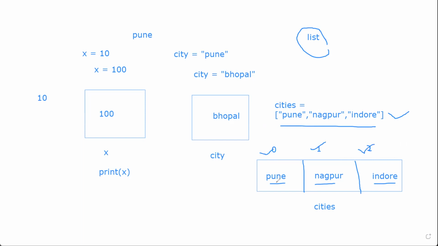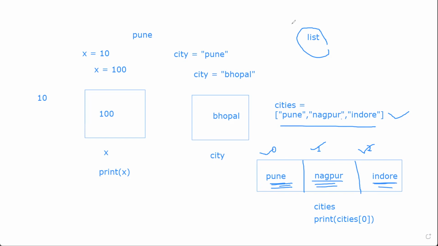If you want to print the value at the first index, index 0, you will basically do it like this: print the name of the list. The name of the list is cities, so cities of 0 will give you Pune. Is this fine? Cities of 1 will give you Nagpur. Cities of 2 will give you Indore.